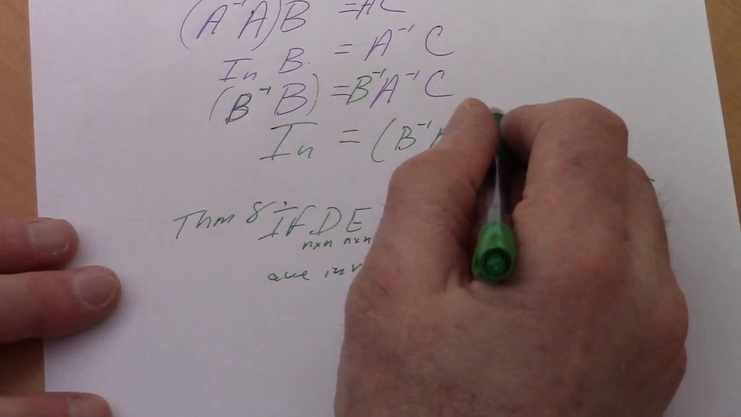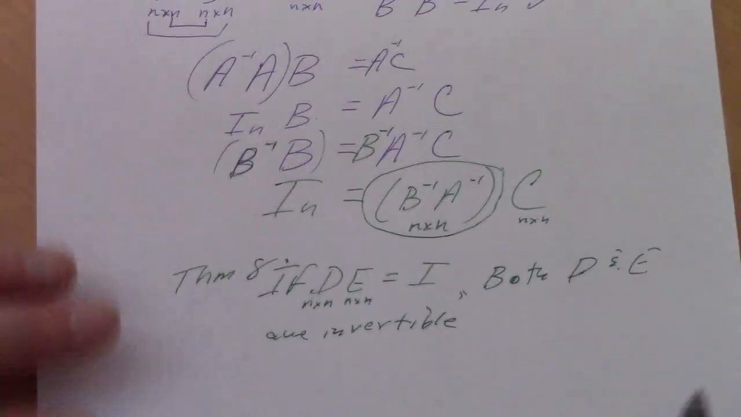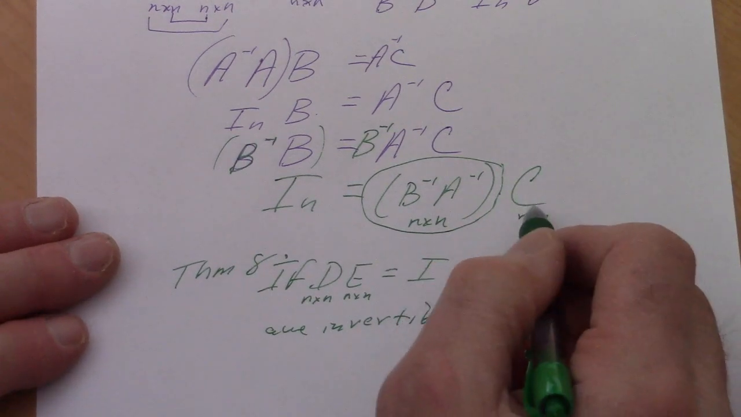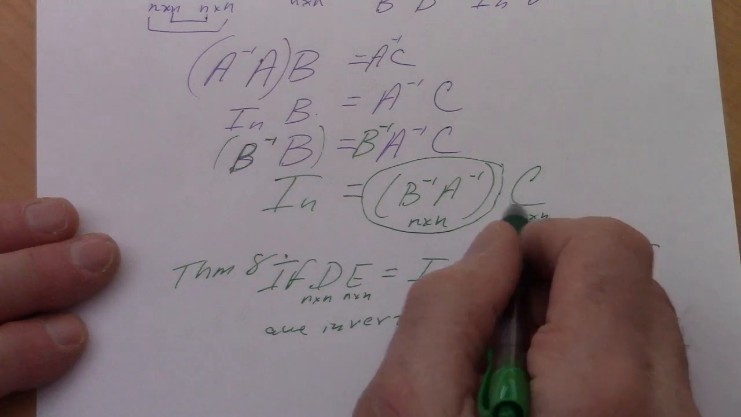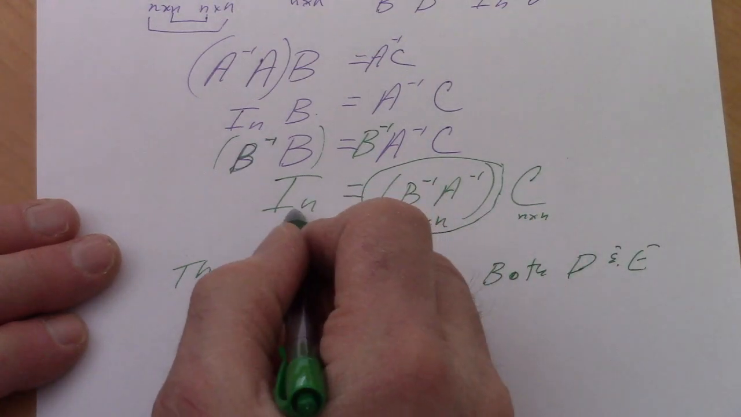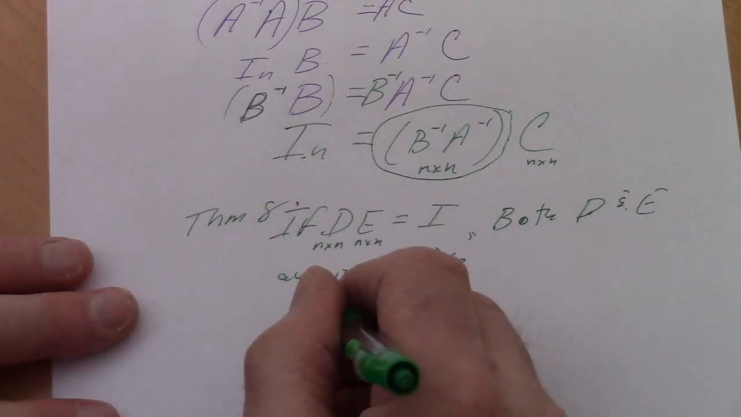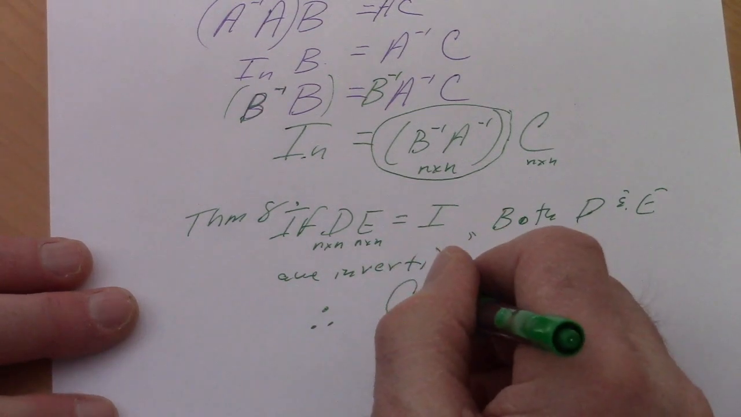And so basically we have that here. C is square, and B inverse A inverse is square, so two square matrices whose product is the identity matrix. That means we can conclude that C is invertible.